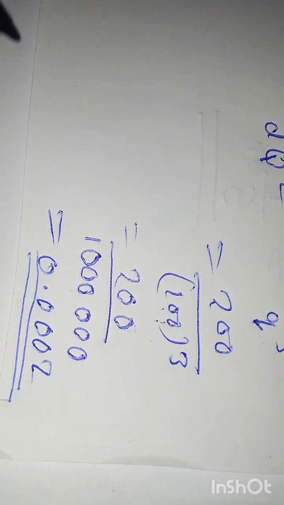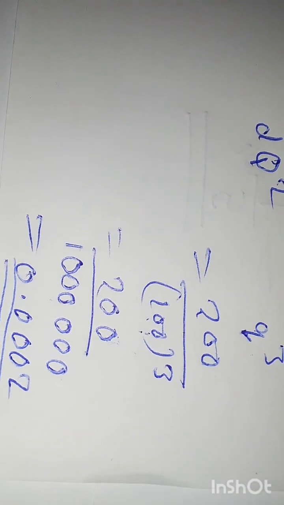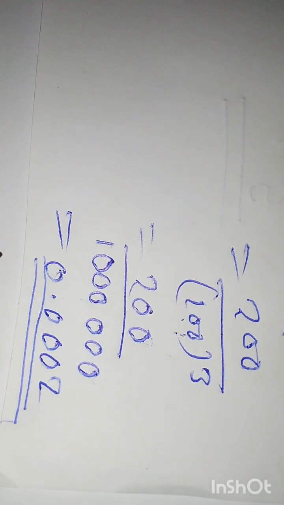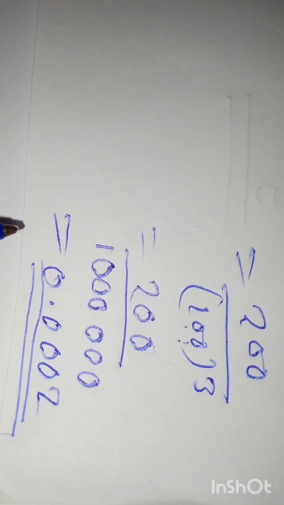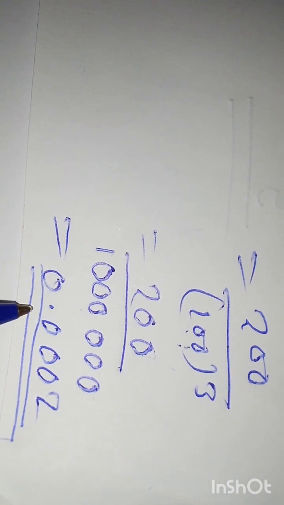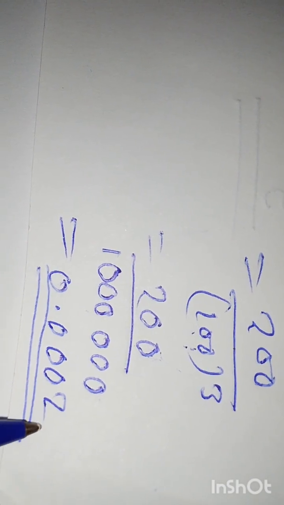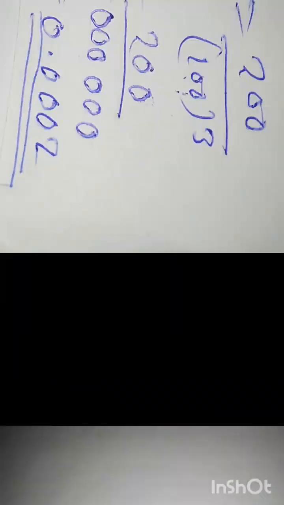So therefore, this is the level of production at which you want to minimize the average cost. For us to minimize the average cost, you have to have 0.0002 as the answer. So that is from total cost. Now let's move on to total revenue.